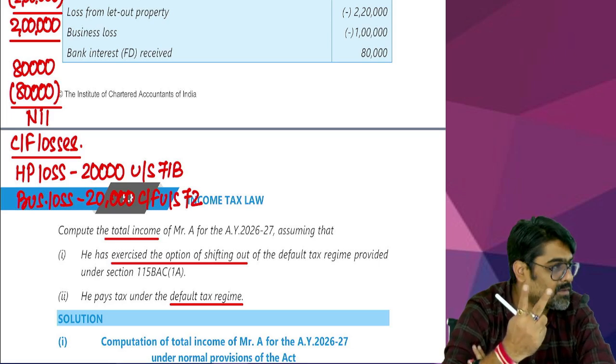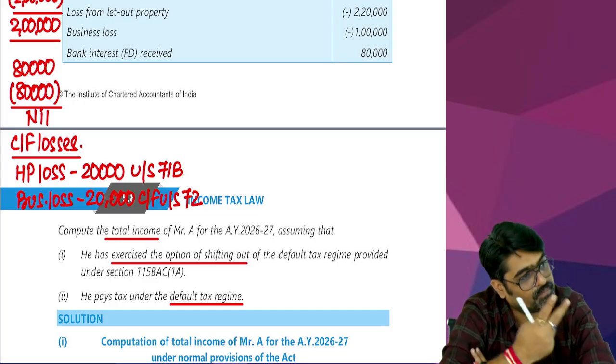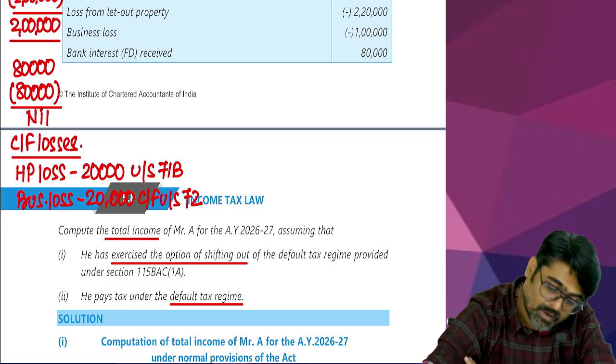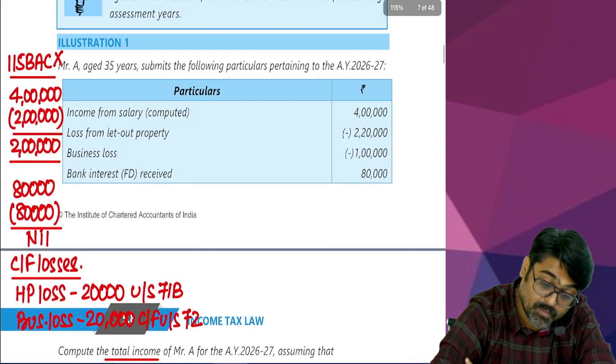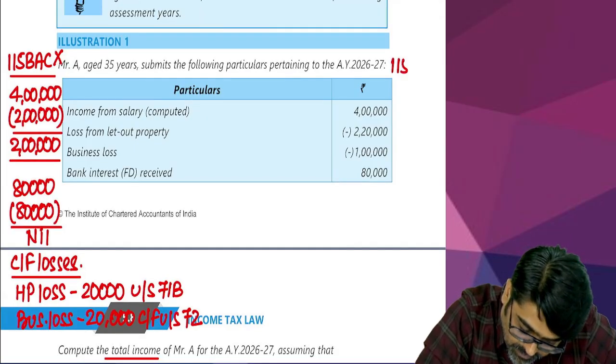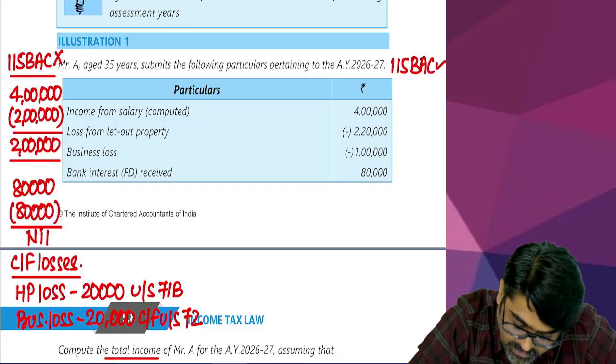2 lakhs. Chapter 6 deduction? Nil. So what is your total income? Very difficult, sir. Now if you follow 115BAC, now be very careful. If you follow 115BAC, then what will happen? Tell me.